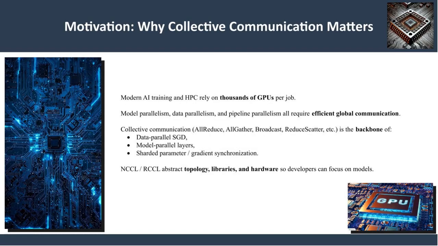Collective communication is crucial for modern artificial intelligence training and high-performance computing, which use thousands of graphics processing units per job. It supports model, data, and pipeline parallelism through operations like all-reduce and broadcast. NCCL and RCCL abstract complexities, allowing developers to concentrate on model development rather than hardware specifics.